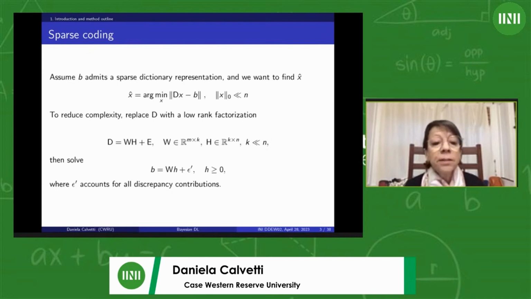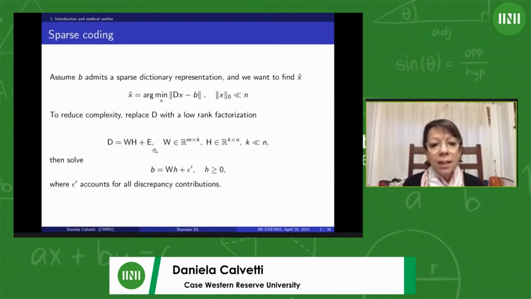Since this is a matrix, I'm going to write D as the product of two rank K matrices, let's assume that they're full rank, W and H. And of course, if I don't go through the full rank of D, there is going to be some error. So the representation of D is D = WH + E, and E is the error in the low rank representation here.